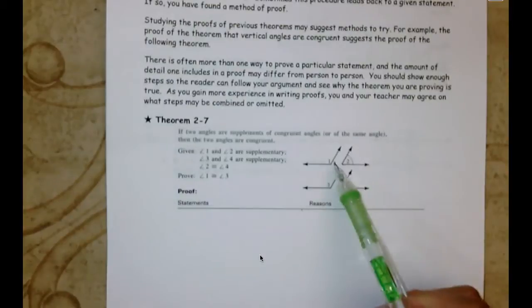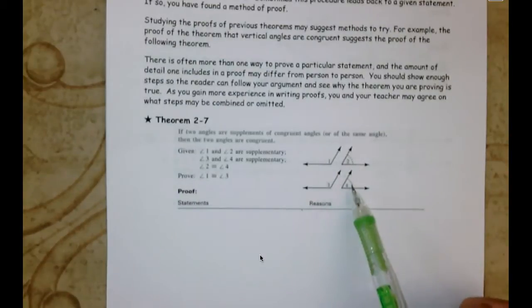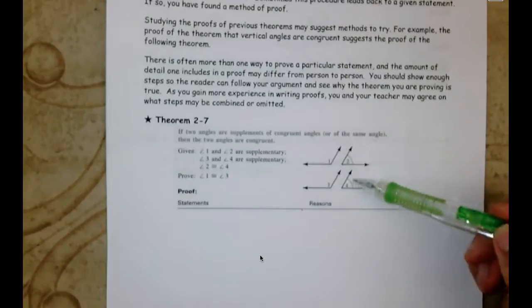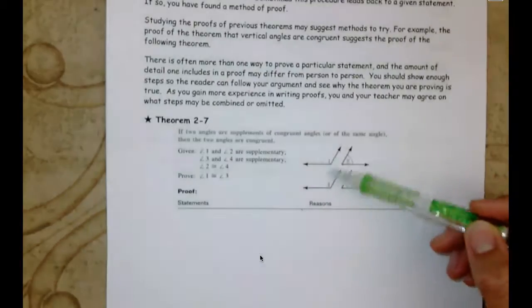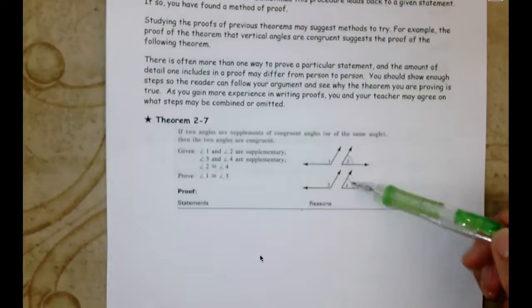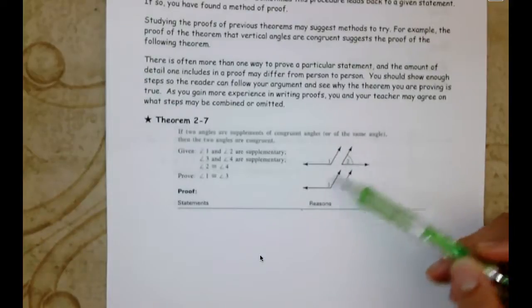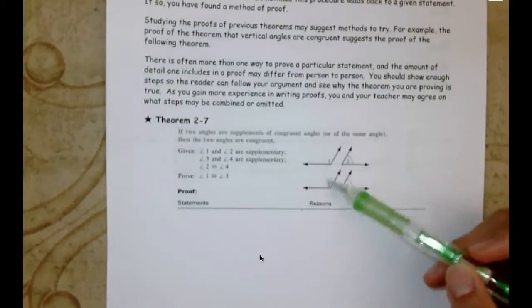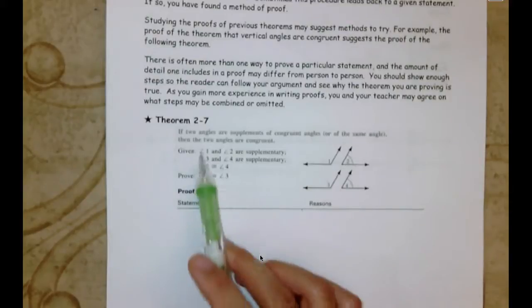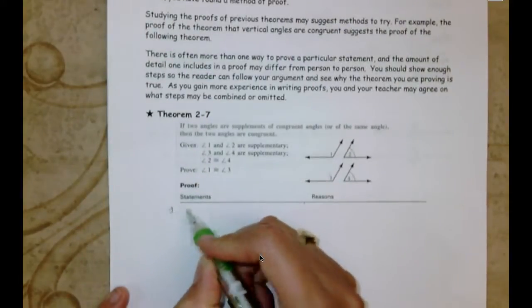So if angle 1 is congruent to angle 2 and angle 3 is congruent to angle 4, and these two angles are congruent, then these angles are also congruent. The angles supplementary to congruent or the same angle, so if these are supplementary, for example, they are congruent, okay? So here's the given information. All right, so we start with line 1.